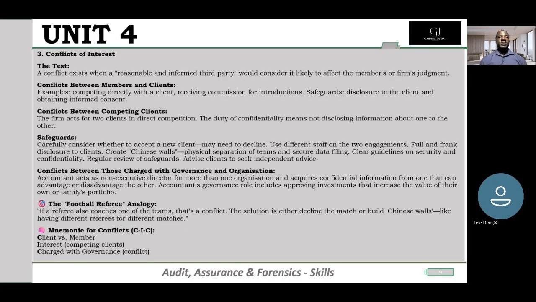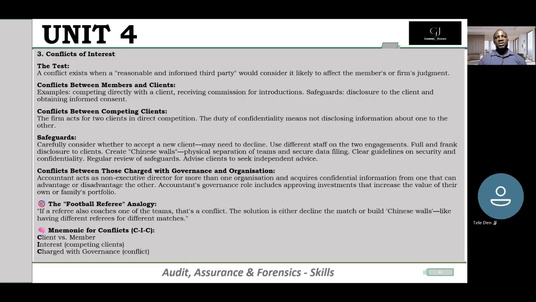Now, conflict of interest. The test here is that a conflict exists when a reasoned and informed third party would consider it likely to affect the member's or the firm's judgment. Take conflicts between members and clients, for example competing directly with a client or receiving commissions for introductions. The safeguard is to disclose to the client and obtain informed consent.